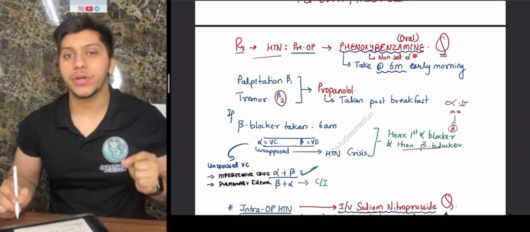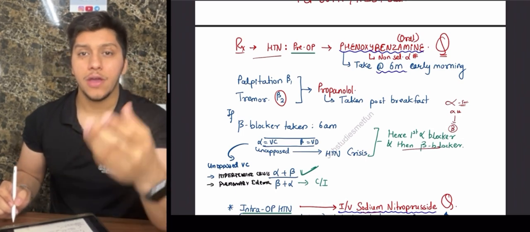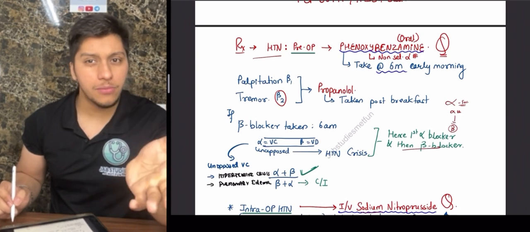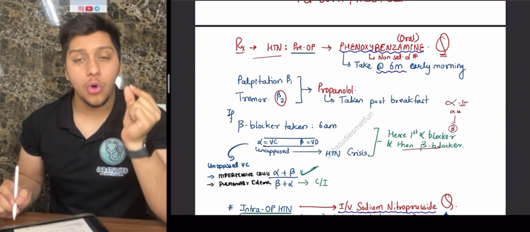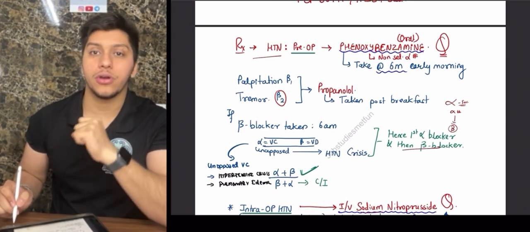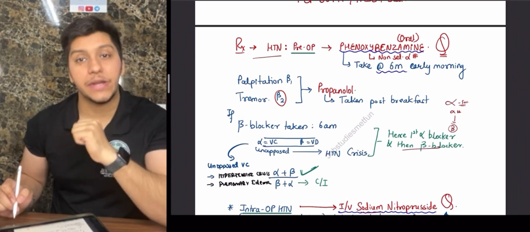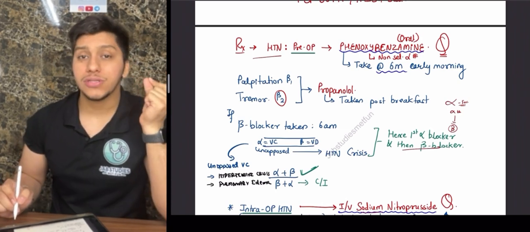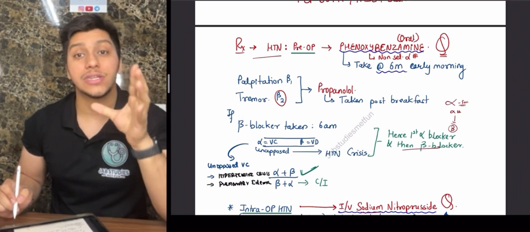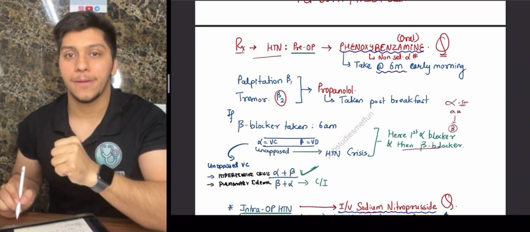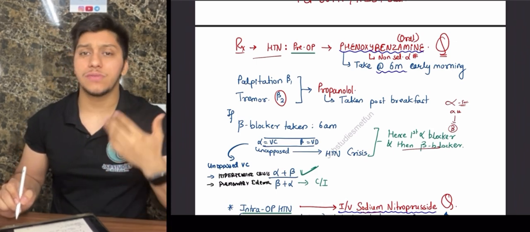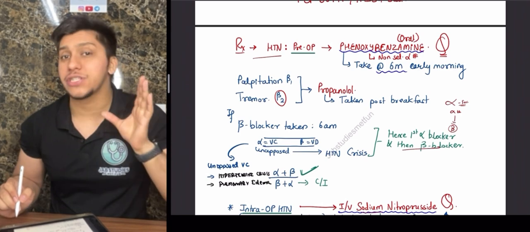Now, a very important condition and a very important PYQ is, what do you give first? Do you give the alpha blocker first or the beta blocker first? You always have to give the alpha blocker first and then you have to give the beta blocker. There is a reason why. Because the alpha blocker is responsible for reducing the chances of hypertensive crisis. The beta blockers are just responsible to control the heart, which is tremors and palpitation.